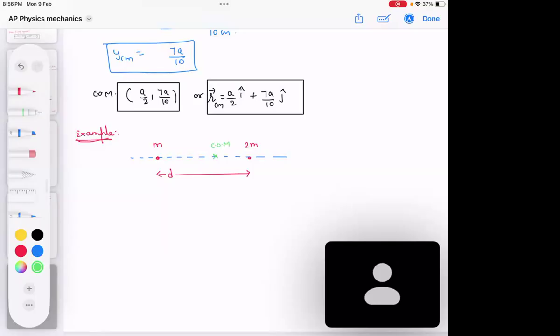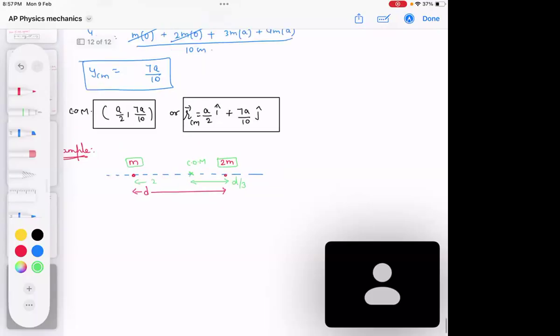If you want to calculate that distance, you can also calculate it. A simple trick is here. What is the distance between these two particles? d. Look at the mass ratio. One is m, the other is 2m. So you can just distribute this total distance between them in the ratio of their masses. That means you have to distribute it in a 1:2 ratio. If you distribute it in a 1:2 ratio, this one will come d by 3 and this one will come 2d by 3.